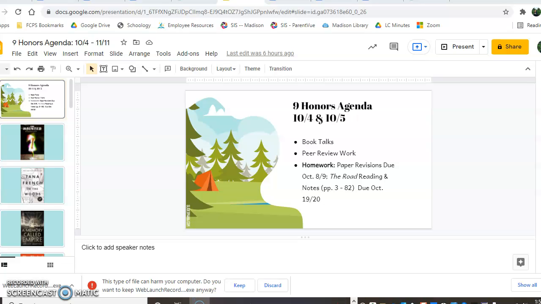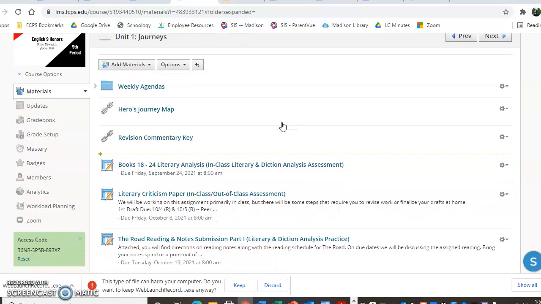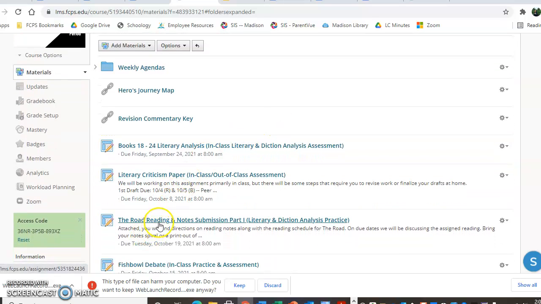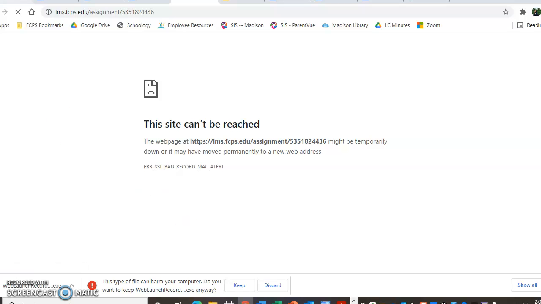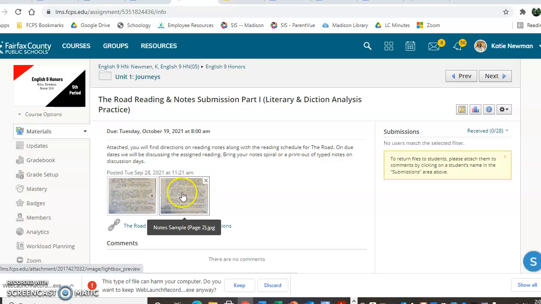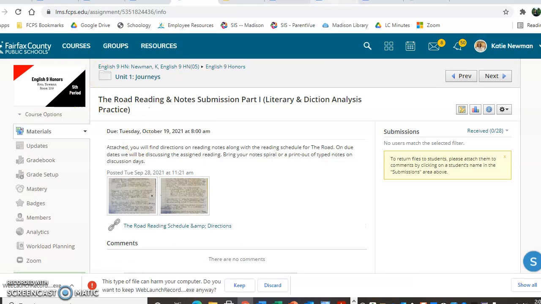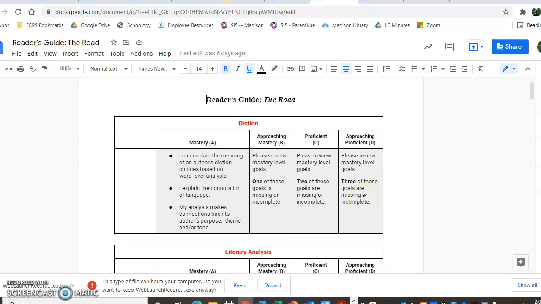All right, so to give a rundown of what we are doing this week, I'll talk about the peer review in a minute. What I want to talk about first, looking at our Schoology page, is the road reading and note submission part one. Within this assignment, we have the reading schedule and the directions, and I also have a PDF of sample notes. I'm going to open up this document and talk through it a little bit.